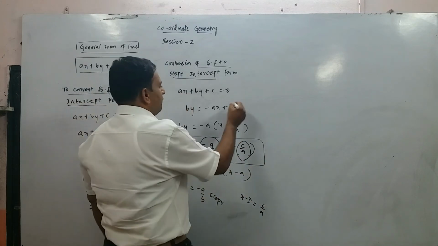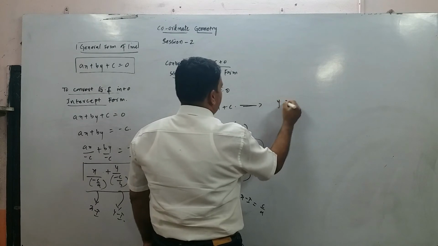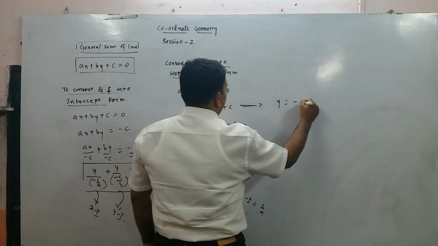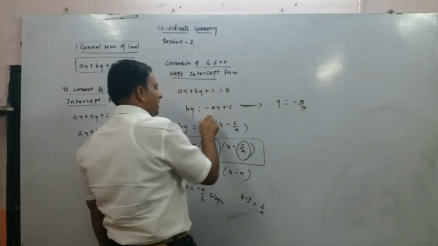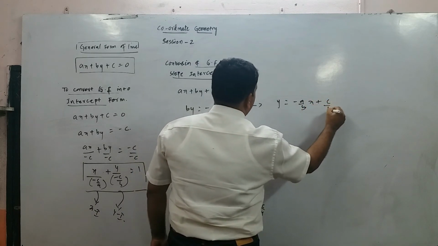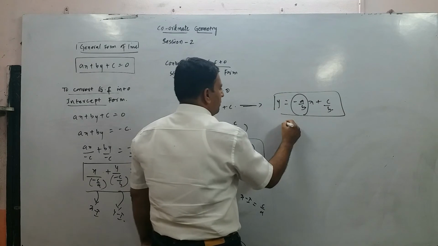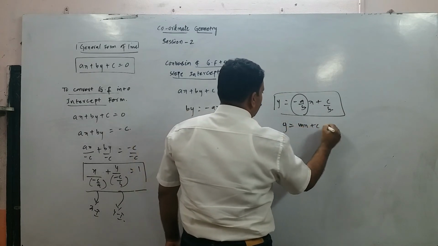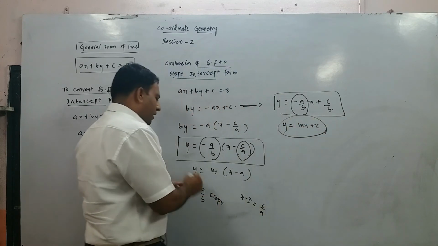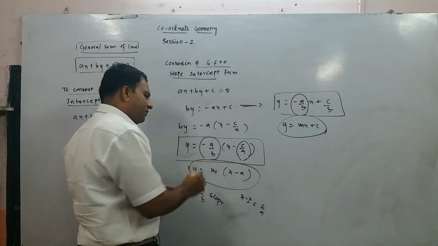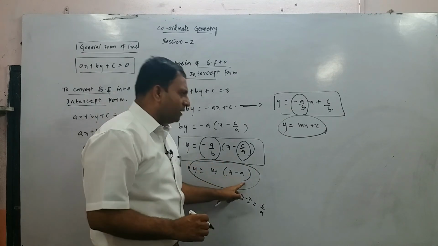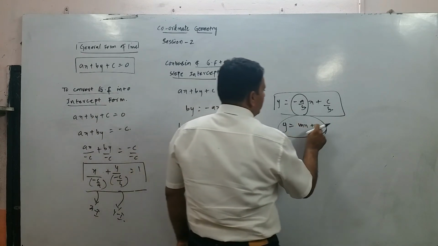Similarly, if I write from here y is equal to minus a by b into x plus c by b, then what is minus a by b? It is called slope intercept form. y is equal to mx plus c. This is also slope intercept form. y is equal to m into x minus a is also slope intercept form. But here m is the slope and a is the x intercept. Here m is the slope and c is the y intercept.